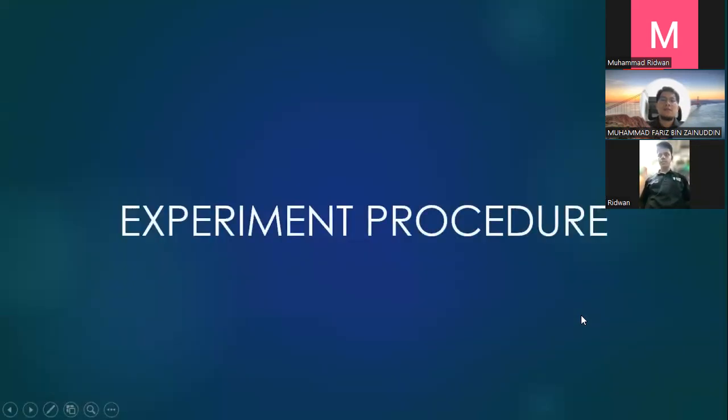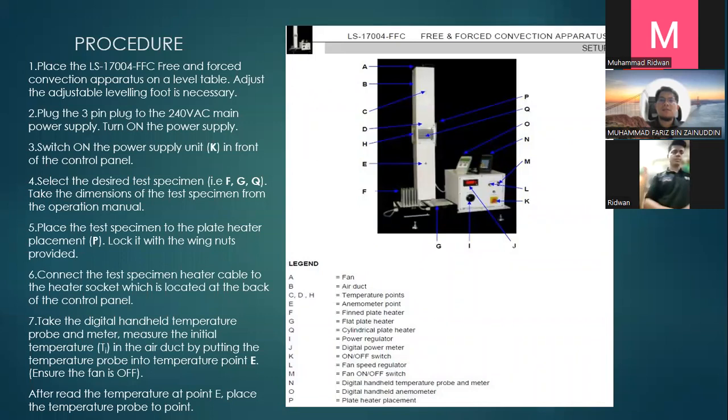So, the experiment procedure. Let me brief about the procedure of the LS-17004-FFC free and forced convection apparatus. How to set up. Number 1, you must place the LS-17004-FFC free and forced convection apparatus on a level table. Adjust the adjustable leveling foot if necessary. Number 2, plug the 3-pin plug to the 240V AC main power supply and then turn on the power supply.